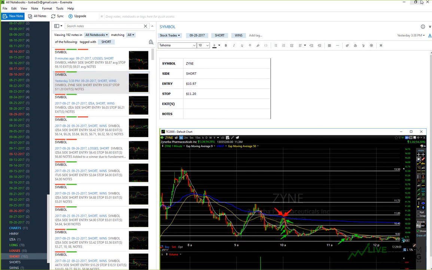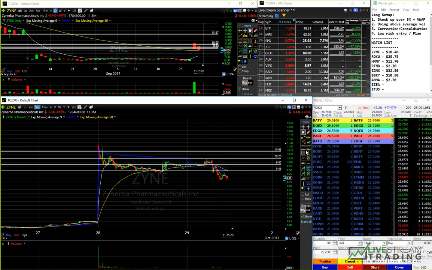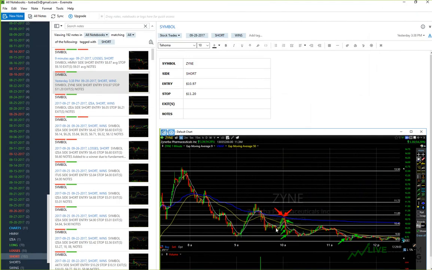So anyways, guys, I'm not going to talk your ear off. That's just a few ideas of things I go after. I have a few different short setups that I like. Again, one of them is shorting into resistance when VWAP is coupled with it, in this case here.